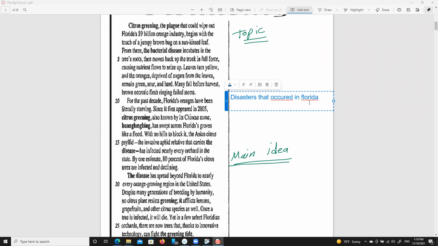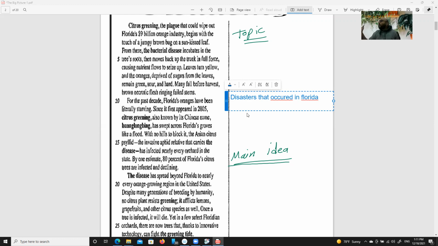Disasters that occurred in Florida. Is Florida the setting here? Yes, right. So disasters, is it singular or plural? Can you tell me? Plural, yeah. So would you please figure out the disasters stated here? Oh, I just realized it's all about the plants. We are talking about the plant life in Florida. So we are talking about plagues that affected plant life.